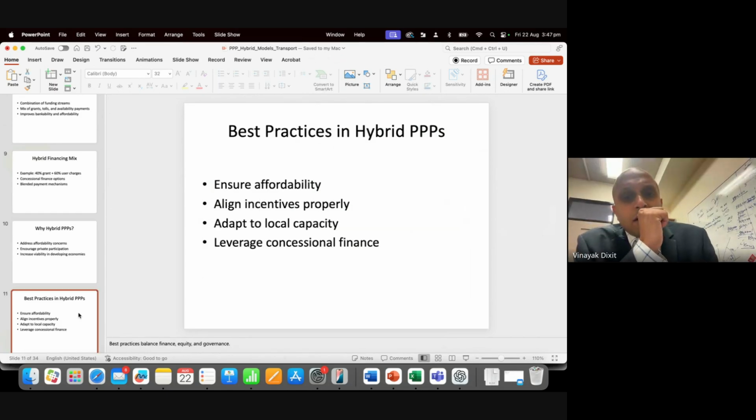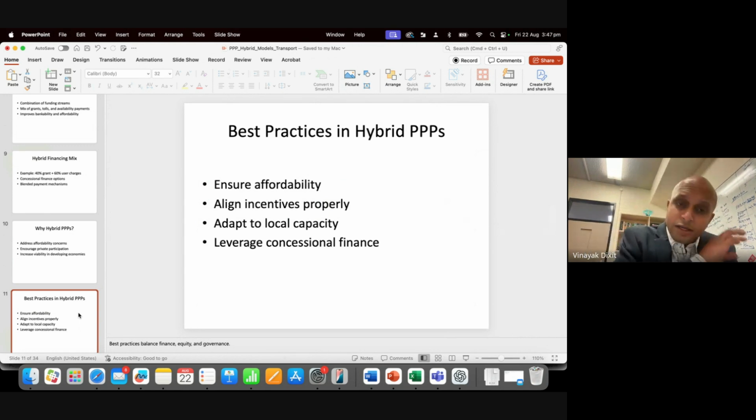So again, the best practices in hybrid PPPs are to ensure affordability, align incentives properly. When they talk about align incentives properly, associate the risks appropriately as well. Adapt to local capacity. So don't try to do stuff which is highly automated in a region which is very labor intensive. Even if you get a high quality milling and relaying the road machine, if you don't have the capacity to actually run it, then it again doesn't get used.